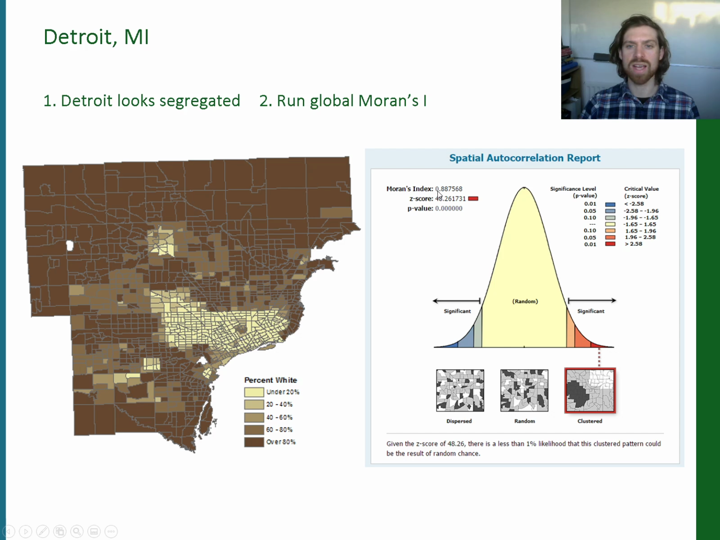So Moran's I here is 0.887. You remember that Moran's I only runs between -1 and +1, so this is indicating a very, very high positive level of spatial autocorrelation, with a z-score of 48.26, leading to a very small p-value. So when we interpret the data from running this Moran's I test, the z-score is indicative that there's less than a 1% likelihood that the cluster pattern could have occurred just at random. So this is a highly clustered process, essentially, the differences in racial segregation within Detroit.